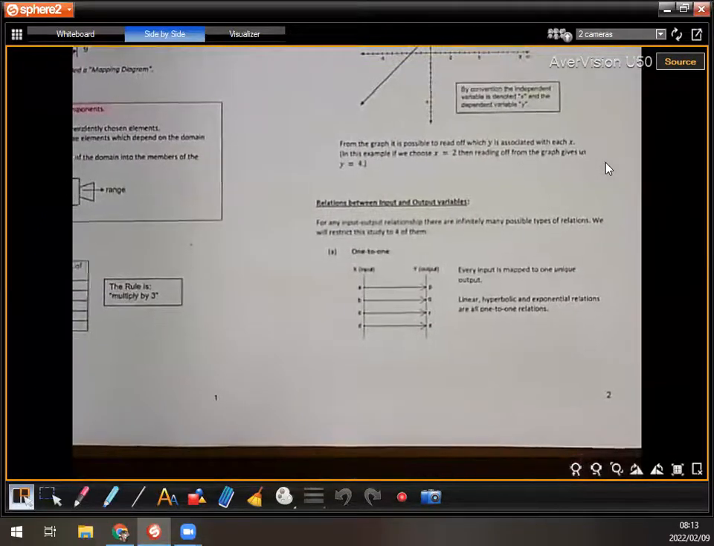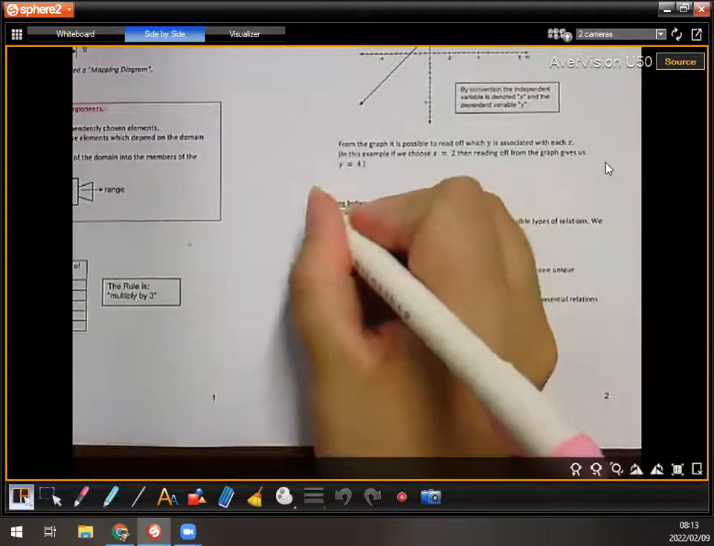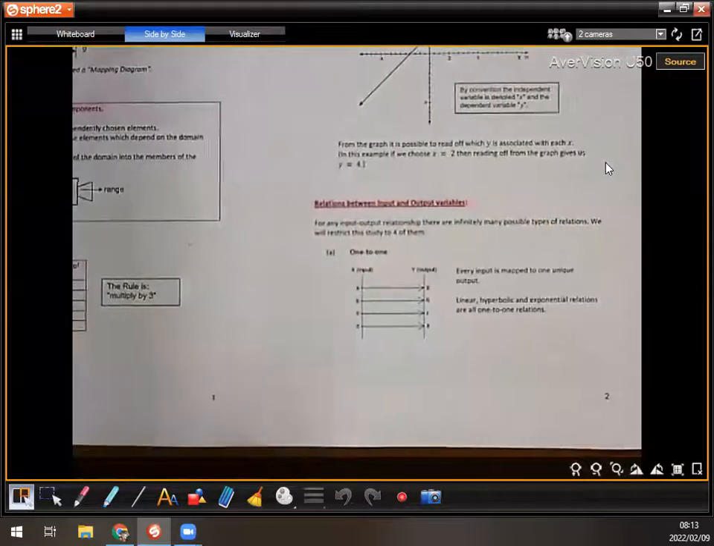Okay, so now, these are things that you do need to know. You need to know what these different types of relations are called. So you can just highlight that, relations between input and output variables.